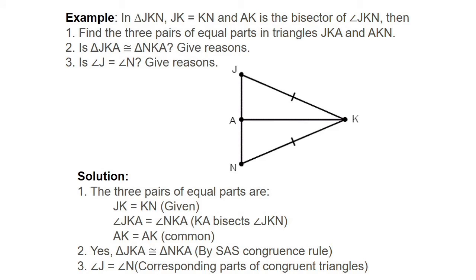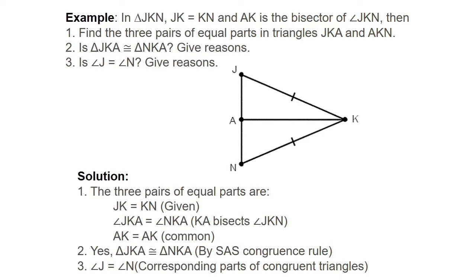Let's take an example. In triangle JKN, JK is equal to KN and AK is the bisector of angle JKN. Then first, find the three pairs of equal parts in triangles JKA and AKN. Second, is triangle JKA congruent to triangle NKA? Give reasons. Third, is angle J equal to angle N? Give reasons.